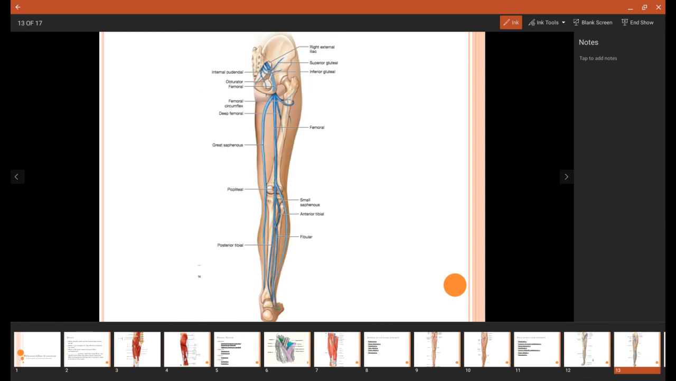Now looking posteriorly, again, we see the femoral vein right here. Still have the deep femoral vein right here. Popliteal vein. Still have the anterior tibial vein, fibular vein or peroneal vein, posterior tibial vein. And now we see the greater saphenous going all the way up here, dropping its blood off into the femoral vein. And the small saphenous is really coming out of the screen, and it drops its blood off into the popliteal vein.